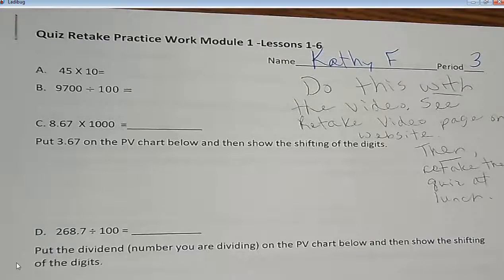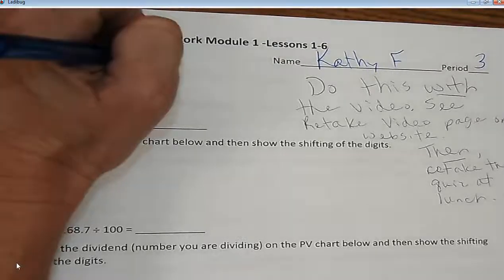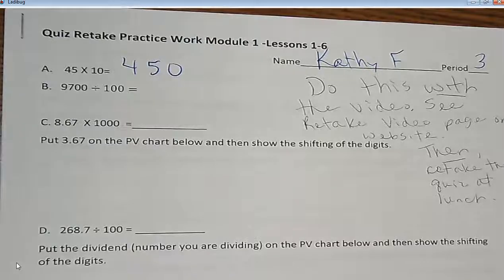So if I have a whole number, then I can just add a 0 to my answer if I do times 10. So 45 times 10, 450.